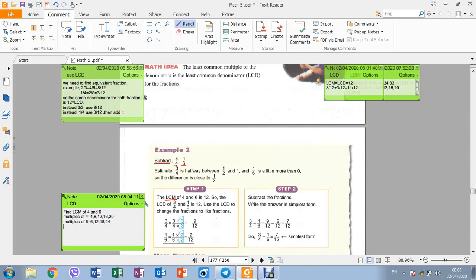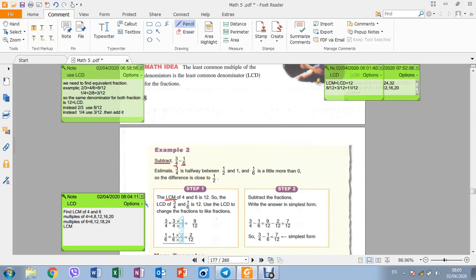Now compare. Look at the multiples of 4. The first number is 4. And in multiples of 6 we have 4? No, leave it. 8. We have 8. In multiples of 6 we have 8? No, leave it. 12. Look, 12. And then in multiples of 4 we have 12. In the multiples of 6 we have 12? Yes. Means directly this LCM.